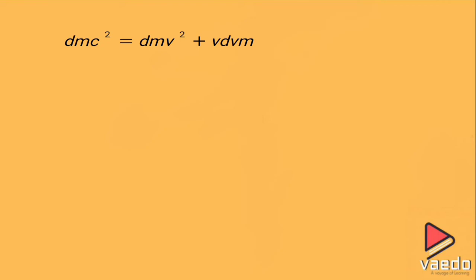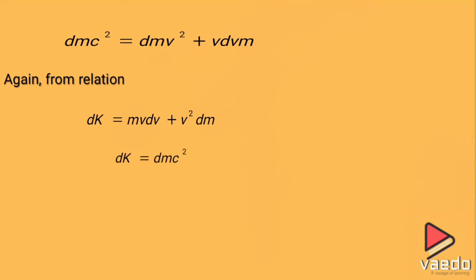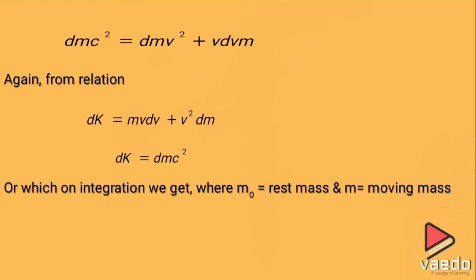Now if we recall our previous expression for kinetic energy, which is dK, that equals mv dv plus v square dm, which can be written as, because we know this term is exactly equal to dm c square, so you can replace this dK with dm c square. So finally we have the expression for change in kinetic energy, which is actually just in terms of change in the mass and c square. And as we know c is a constant, so this is very interesting that the change in kinetic energy of the system is directly coming in terms of change in mass.